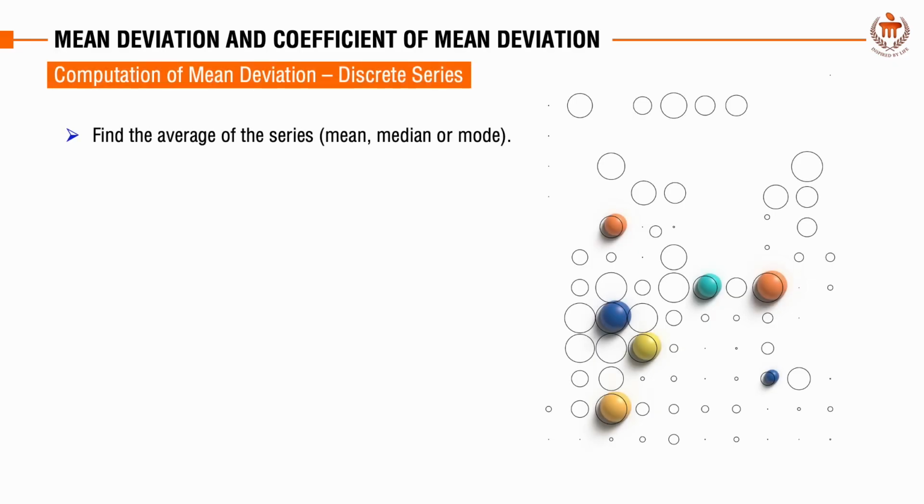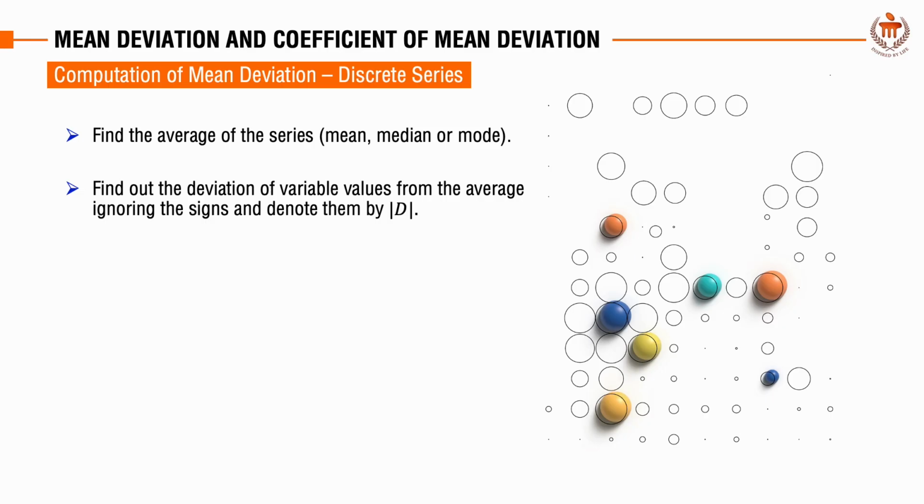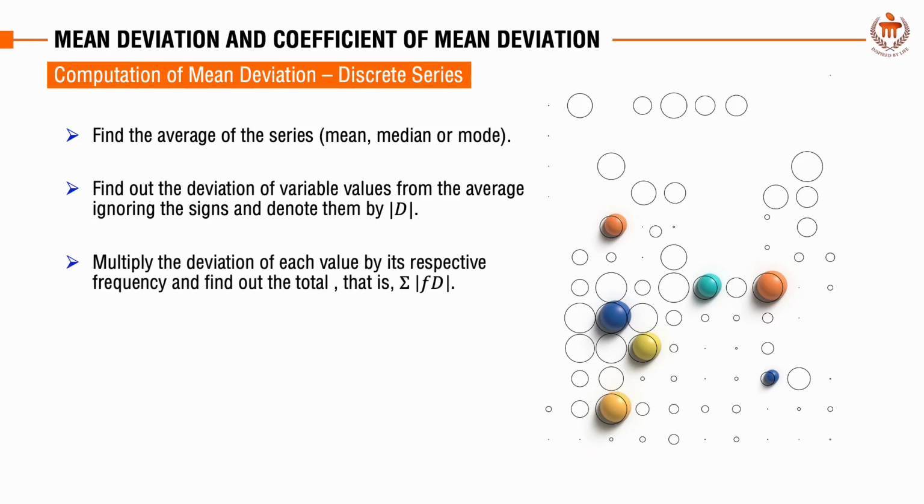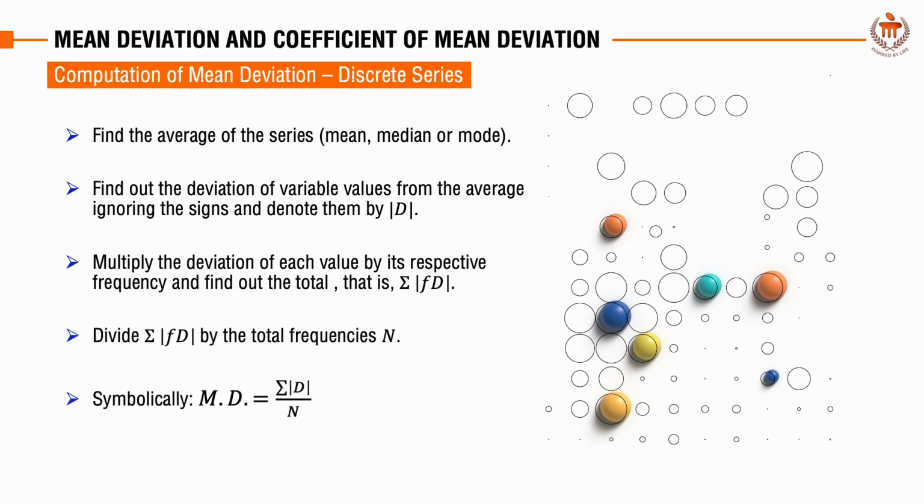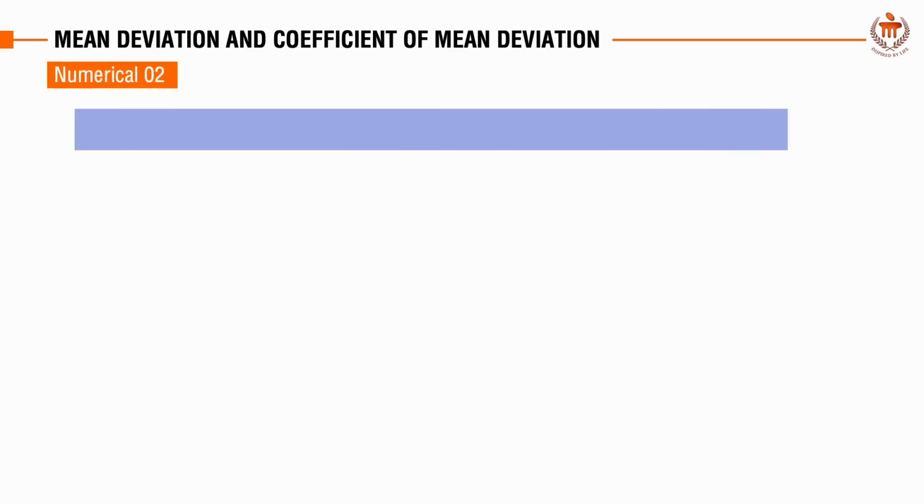So when we have a discrete series and want to find the mean deviation for it, first we need to find the average of the series, either mean, median, or mode. Then we find the deviation of variable values from the averages, ignoring the sign, denoted by the modulus of d. Then we multiply the deviation of each value by the respective frequency and find the total, the summation of modulus of fd. This value is divided by the total frequency, which gives us the mean deviation. Let's do a numerical to understand this.